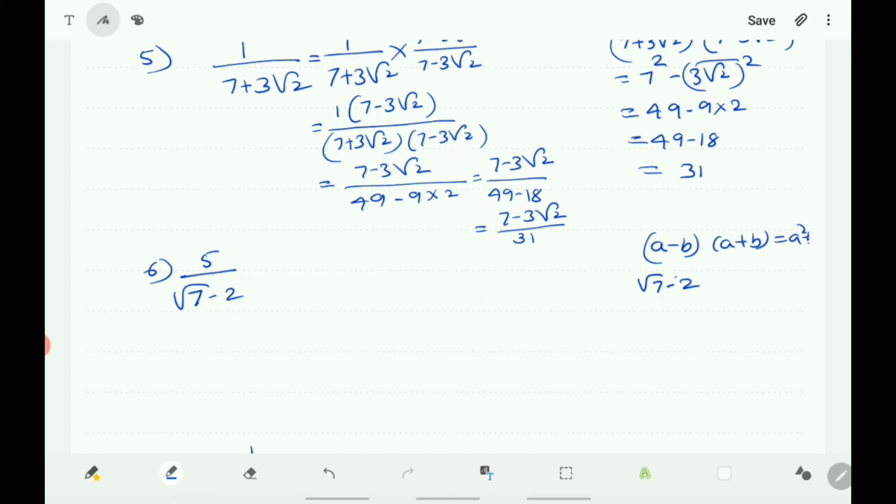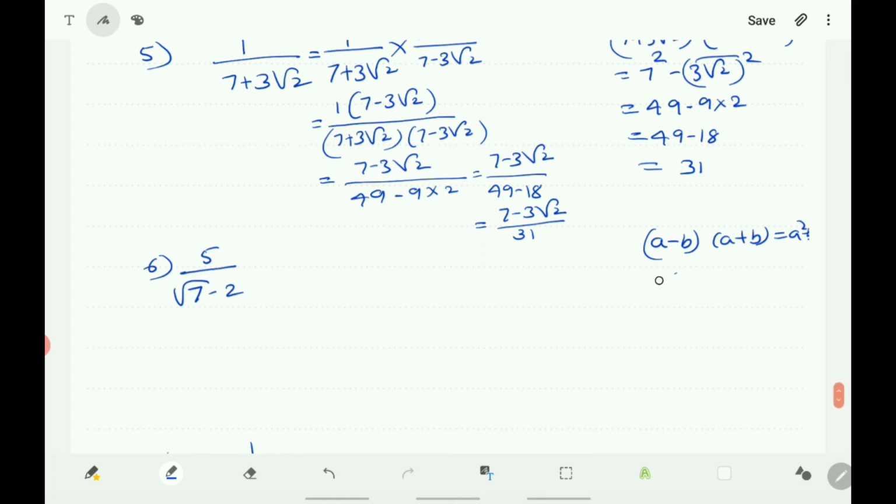So you multiply root 7 minus 2 into root 7 plus 2, then it becomes root 7 the whole square minus 2 square. Root 7 whole square is 7 only, root and root cancels here. 7 minus 2 square is 4. So you will get 7 minus 4, that is equals to 3, which is a rational.